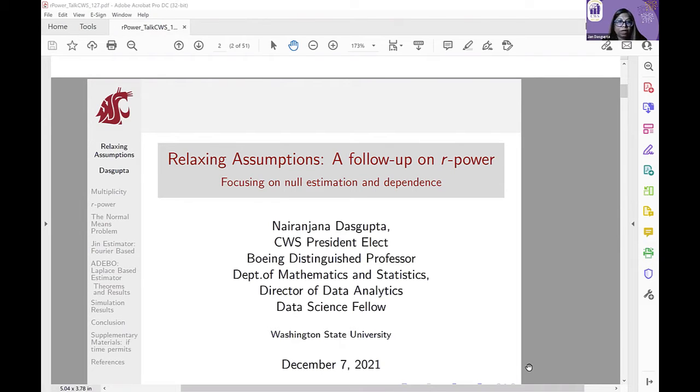Okay, so the idea of this talk is we came up with a technique called R power that I will try and explain what it is. And just like any mathematical technique, it was done under some assumptions, and obviously not all the assumptions are practicable or feasible. So how can we relax some of the assumptions and see where we are?